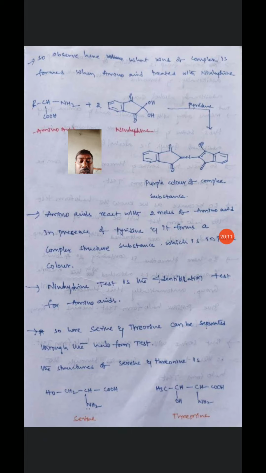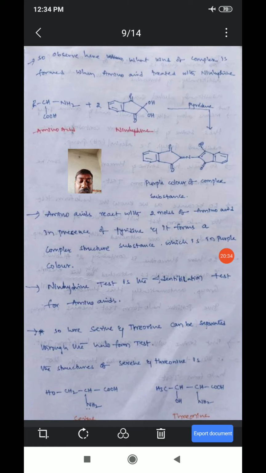Serine and threonine can be separated through the iodoform test. The structure of serine is OH, CH2, CH, NH2 and COOH, and the structure of threonine is CH3, CHOH, CHNH2, COOH.